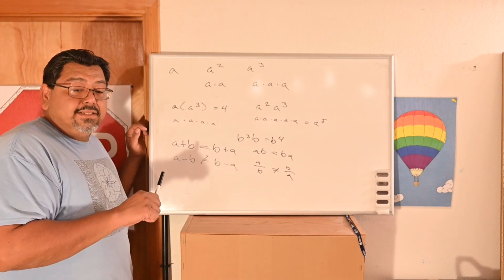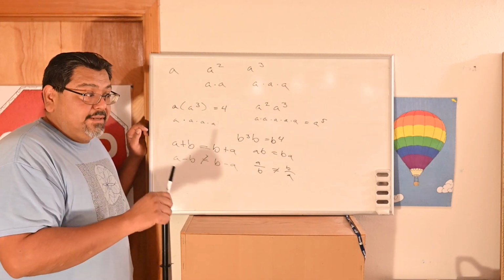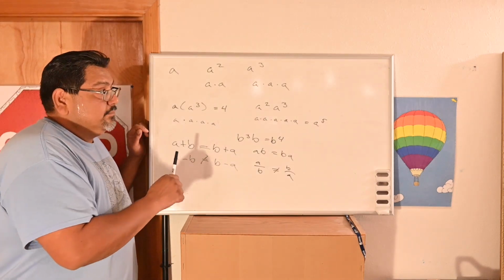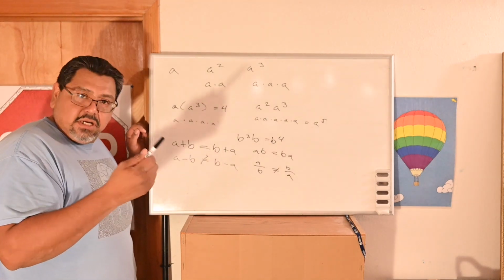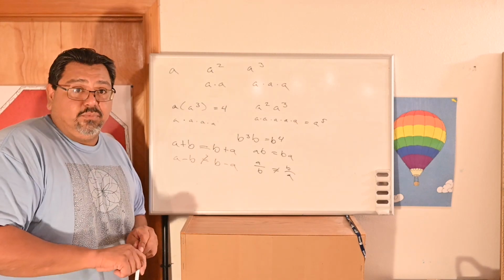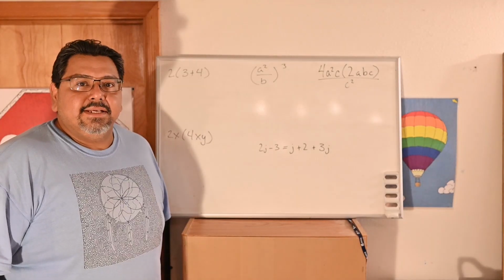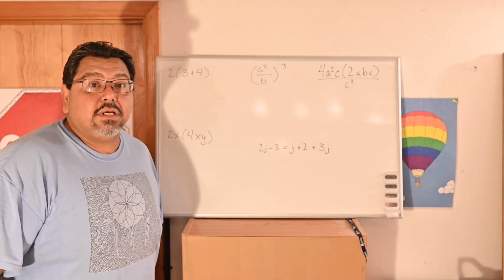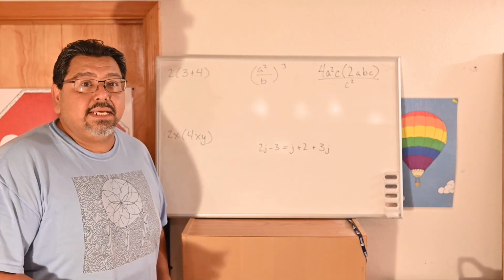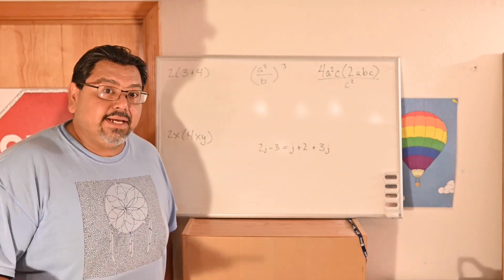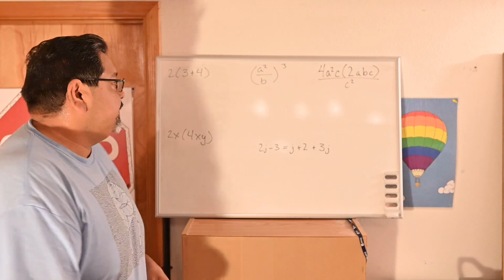So I'm going to erase all of this and I'm going to come up with some examples and talk about what we might be doing with those examples. Okay, so here I have some basic examples on what I was talking about and what we need to do to simplify and make things a little bit easier.